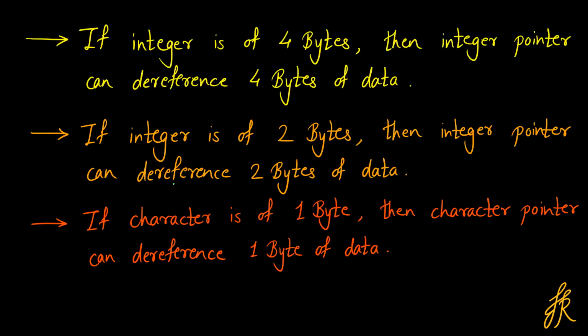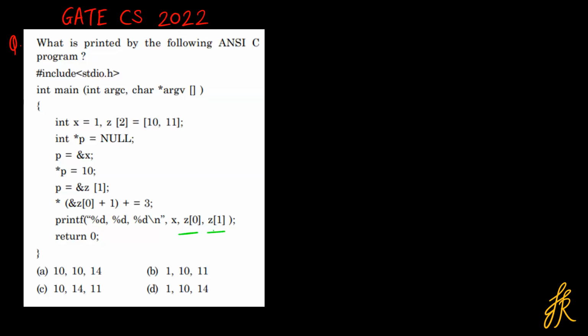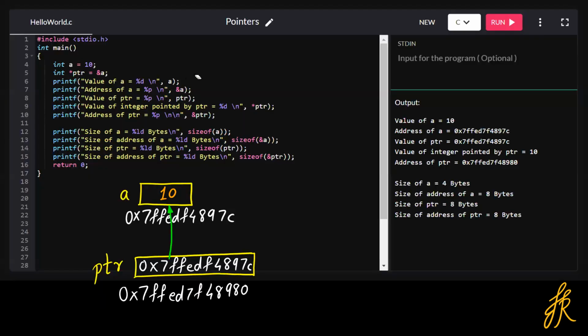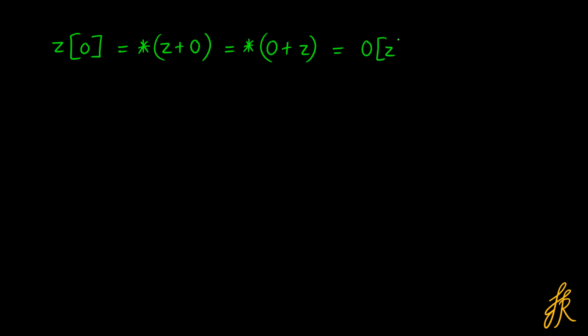So simple. If you observe this, we are trying to use z of 0 and z of 1 in this question. So I'll share an interesting fact. Z of 0 will be implemented as star of z plus 0, which can also be interpreted as star of 0 plus z, which can also be interpreted as 0 of z. This may seem surprising, but you can code it and see it will work out.